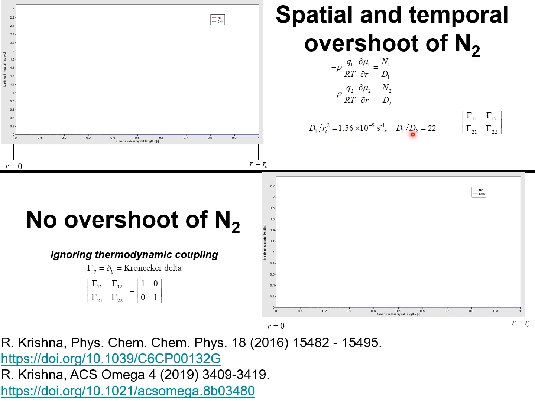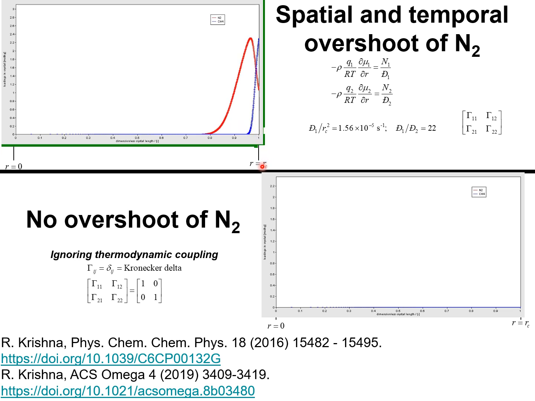We take the diffusivity values based on the data provided by Habgood, and let's first consider the transient uptake simulations in which the thermodynamic coupling effects are duly accounted for. The uptake of nitrogen is plotted here as it develops inside the crystallite of 4A zeolite. This is the surface of the zeolite, which is in equilibrium with the bulk gas mixture. This is the center of the crystallite. The nitrogen loadings in moles per kilogram are shown by these red lines.